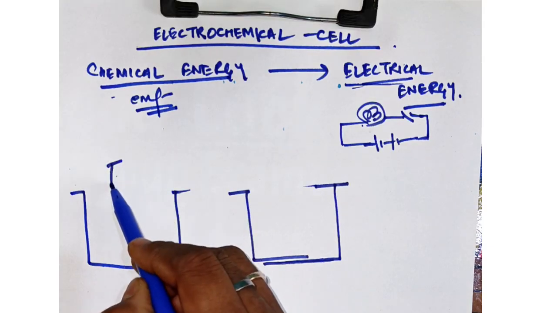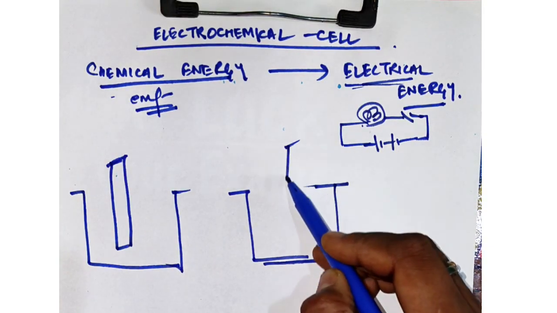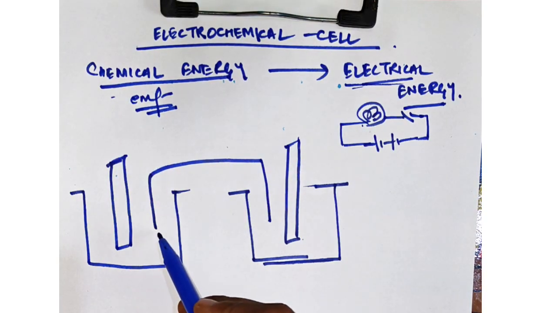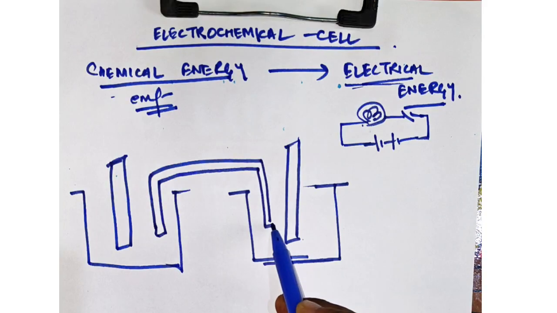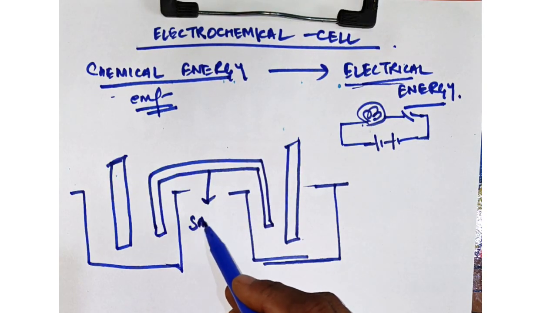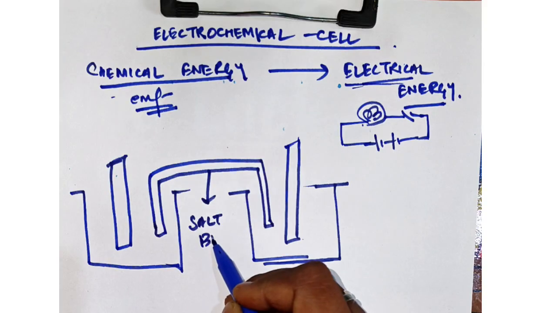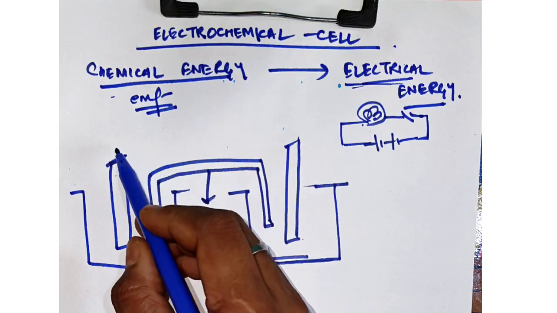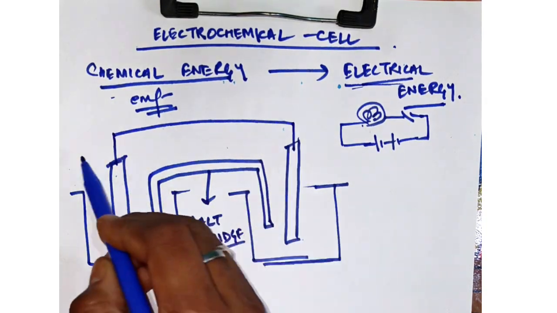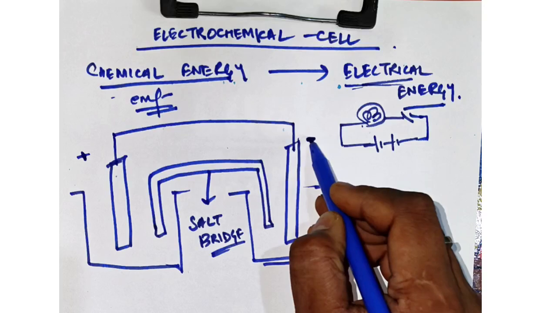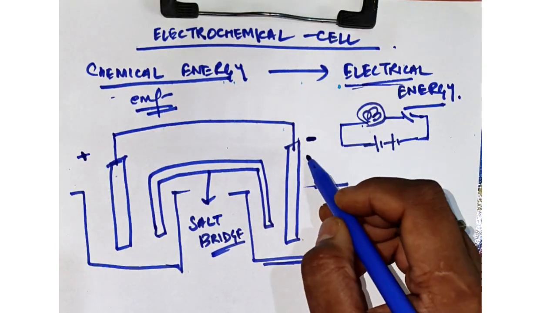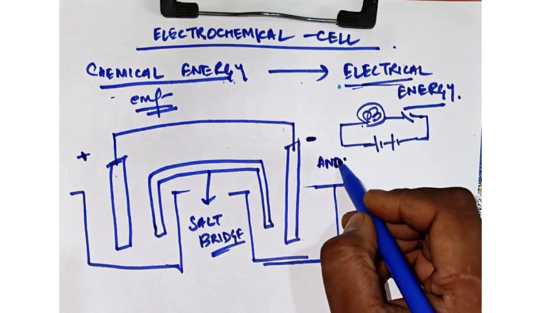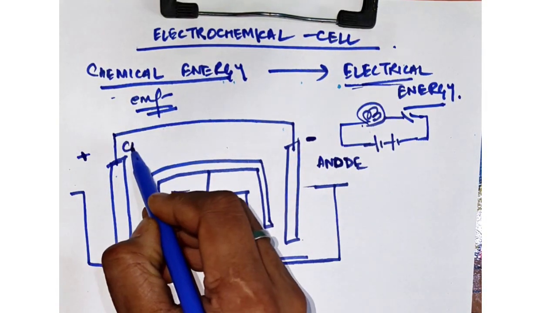I'm showing it. So you have, this is a metal plate, this is another metal plate. And here this is connected by a round tube. This is called your salt bridge. So what is the significance of this salt bridge, I think I will discuss in this chapter. So this is a salt bridge. Here one is your positive electrode and one is your negative electrode. The negative electrode here is called your anode. I'll explain why. And this is your cathode.